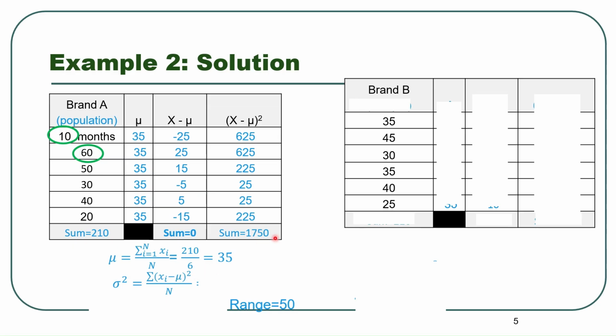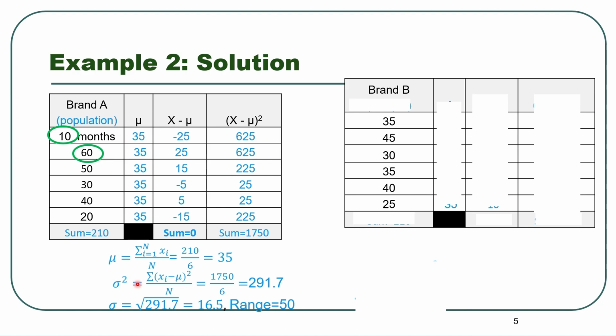So 1750 over 6, it's 291.7 months. This is the variance, months square, because this is the variance. The standard deviation would be the square root of that number, which is 16.5 months.